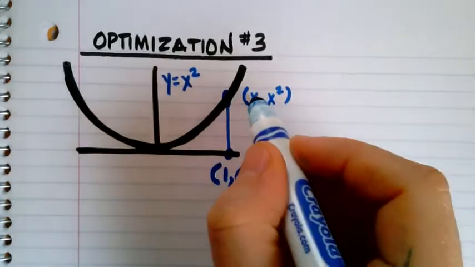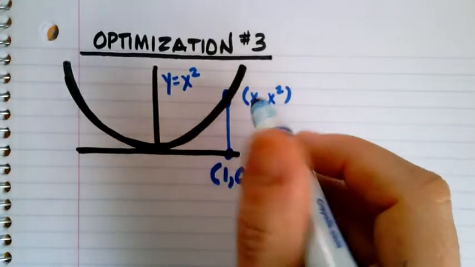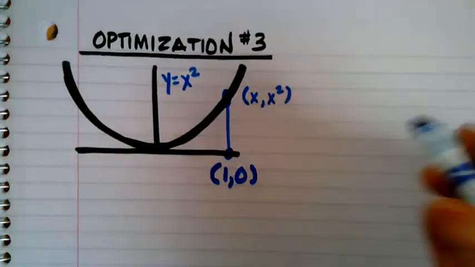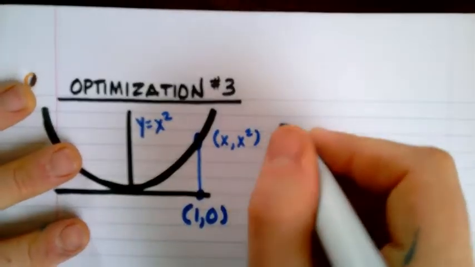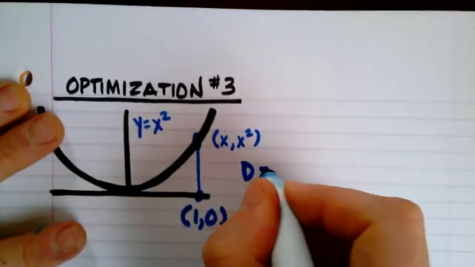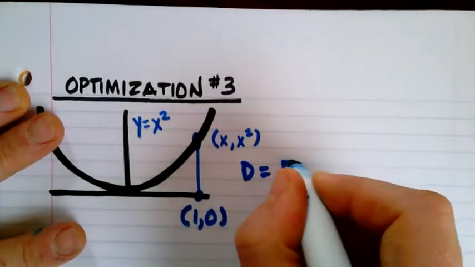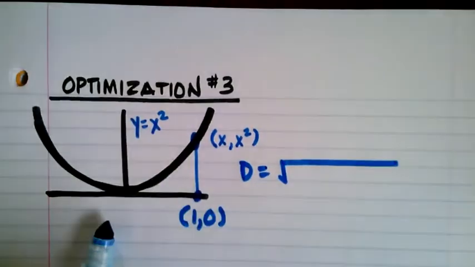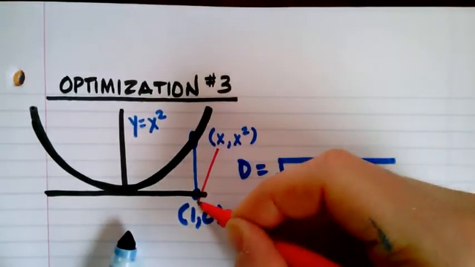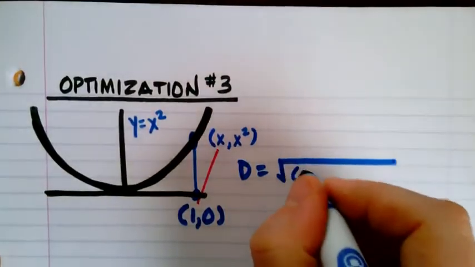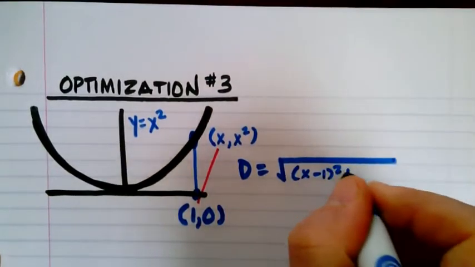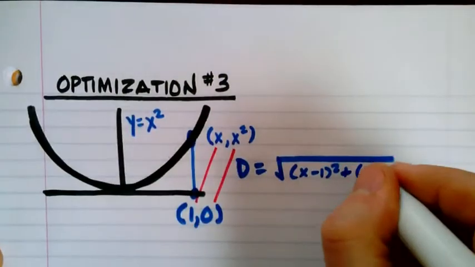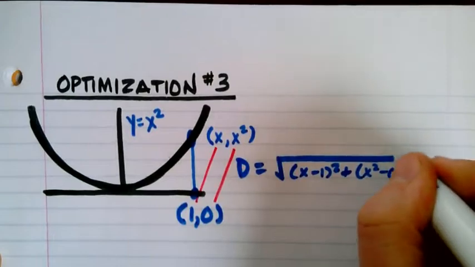On to number 3. One thing that I think is kind of helpful on these problems is rather than labeling your point as x comma y, call it x comma whatever y is in terms of x. Because if you do it that way, then you can pretty quickly get to this stage in the game where you say the distance is equal to the square root of, let's see, from here to here would be x minus 1 squared, plus from here to here would be x squared minus 0 squared.